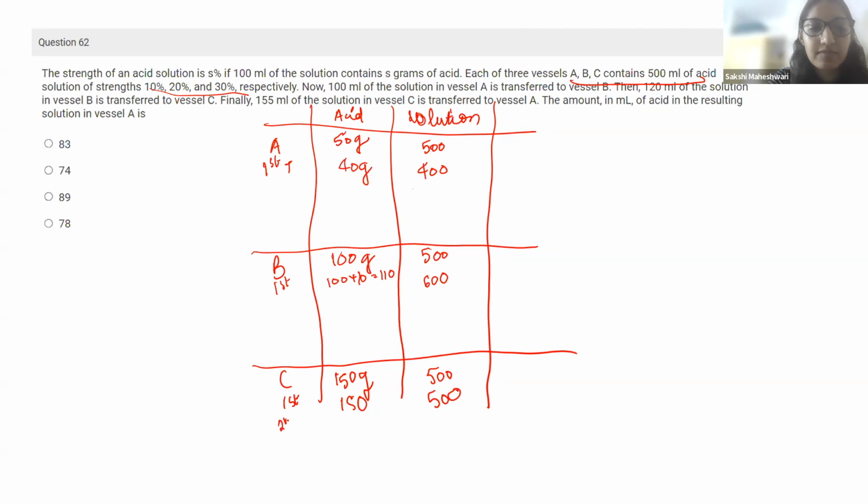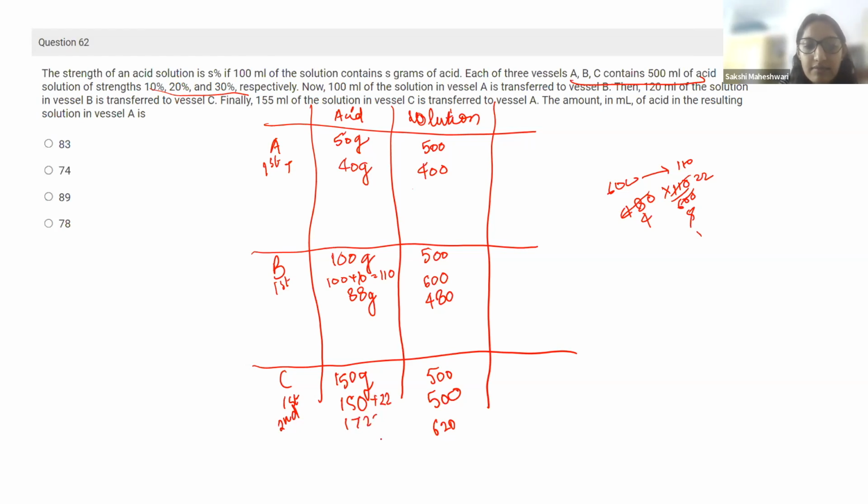Now coming to the second transfer, 120 ml of solution in vessel B is transferred to vessel C. So this becomes 480 and this becomes 620. And this will be, see, out of 600 it is 110. So out of 480, this will be 110 into 4 by 5. Okay, so that gives you 88. This is 88 grams. And 22 grams is transferred. So 150 plus 22, this will give 172 grams.